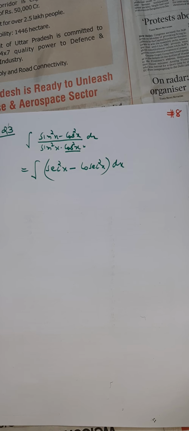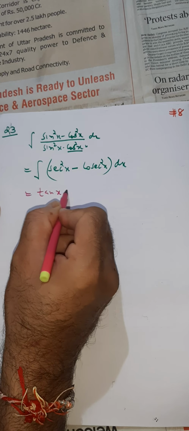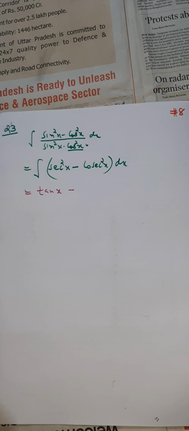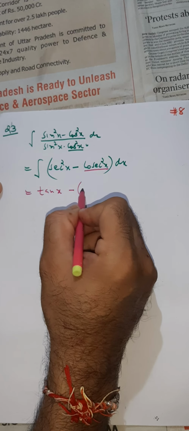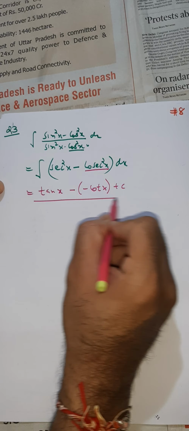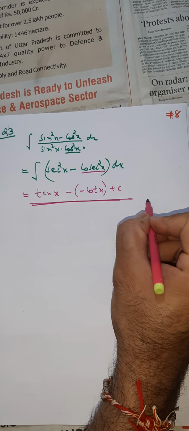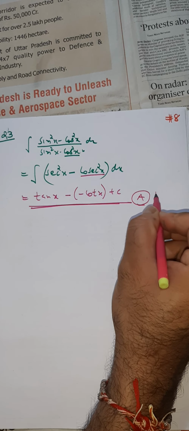What is the integral of sec square? You know it is tan x, because the derivative of tan x is sec square x. Minus, what is the integral of cosec square x? It is minus cot x plus c. So finally you will get tan x plus cot x plus c. So A is your correct option.